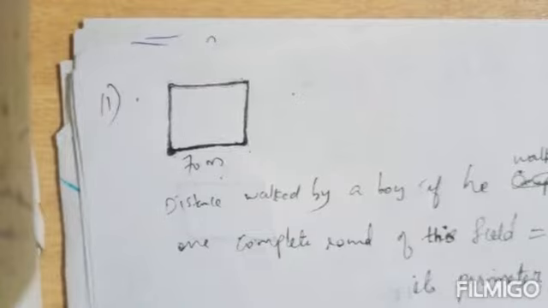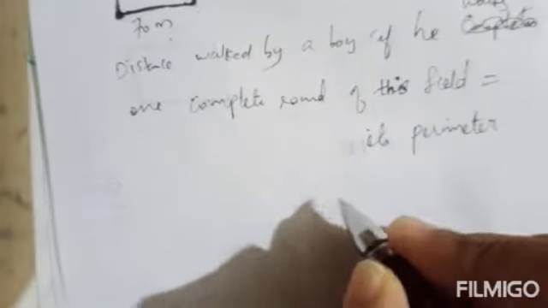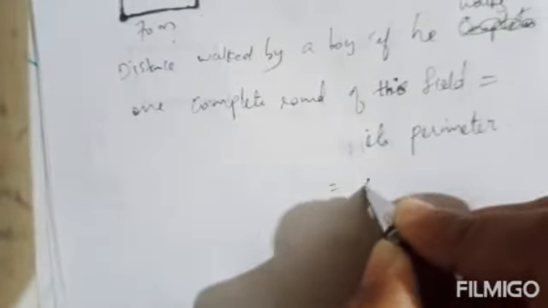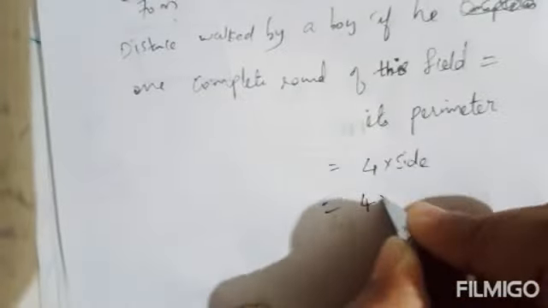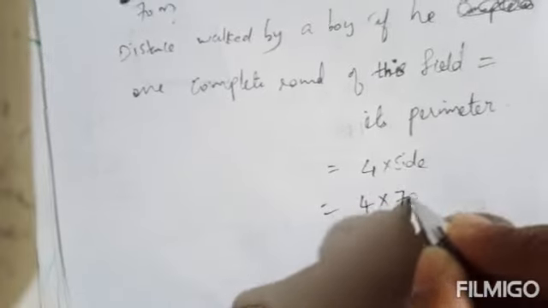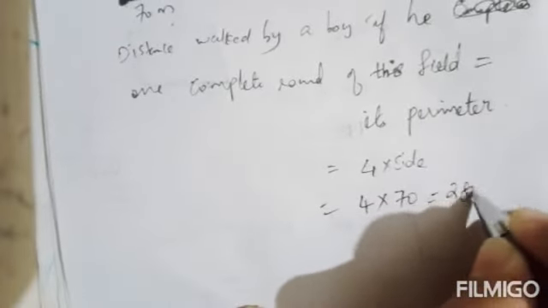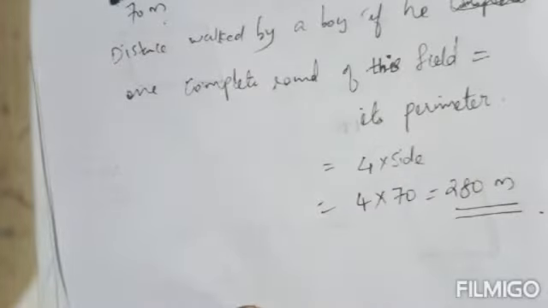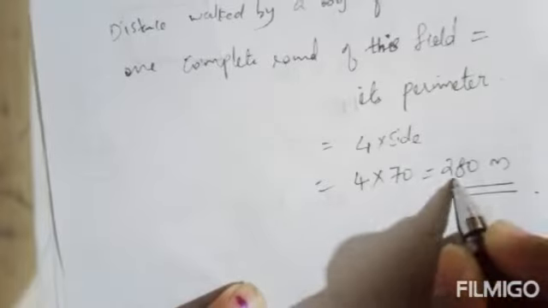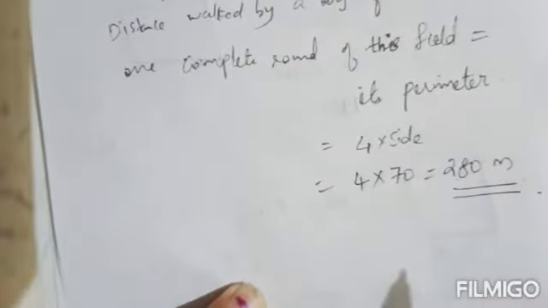of this square field. Okay, so finding its perimeter, we know perimeter of a square is 4 into side. The side is given as 70 meters. So 4 into 70 is 280 meter. If he walks one complete round of this field, then he will walk a distance of 280 meter.